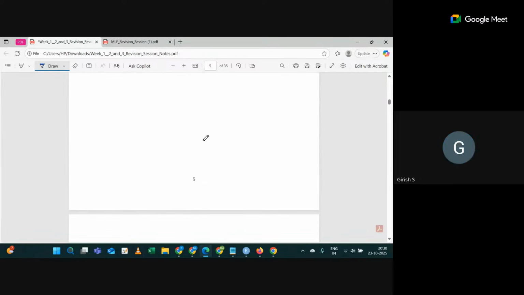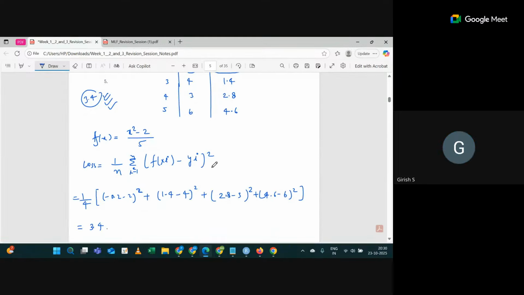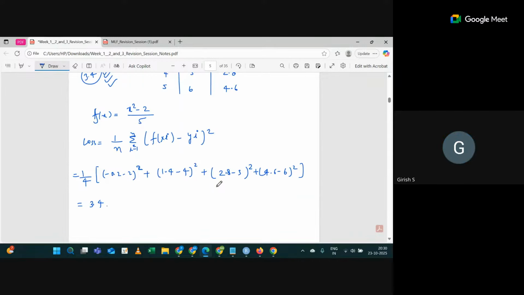Sir, in some PYQs I see they are asking for squared error. Does that refer to mean squared error? This is the mean squared error. But in the question, if it is mentioned only squared error, what does that mean? Yeah, you have to calculate this one. This is the squared error. Should we divide by n even if it is squared error?